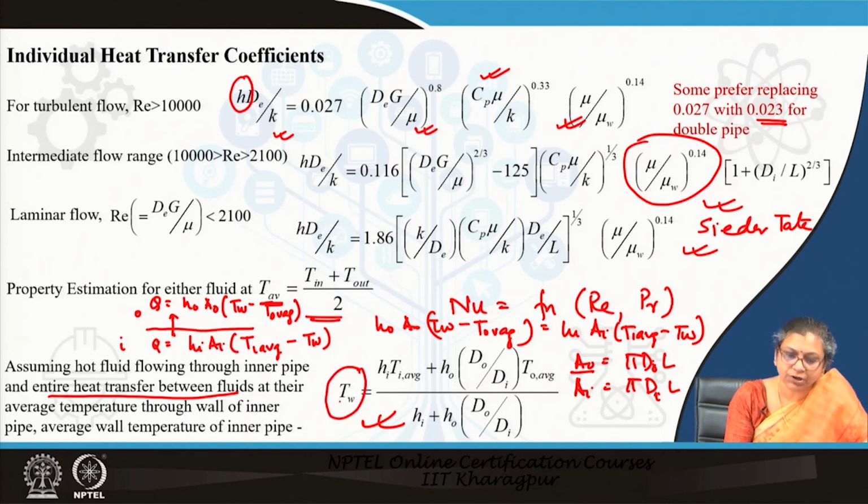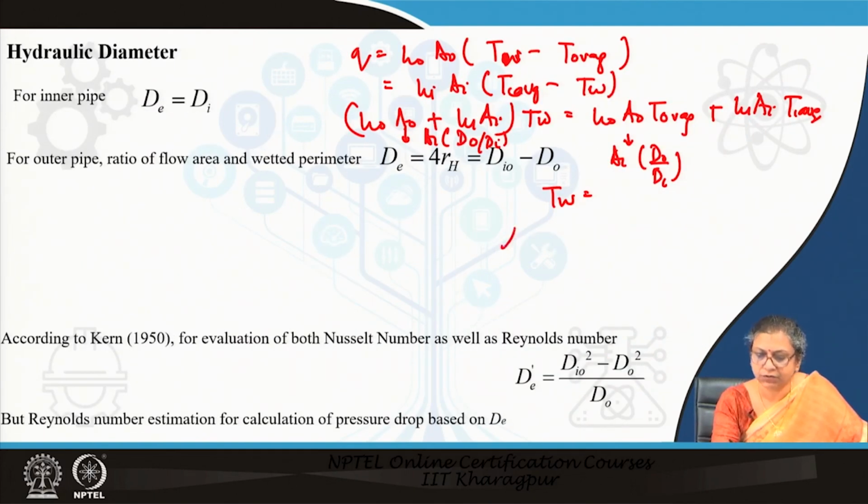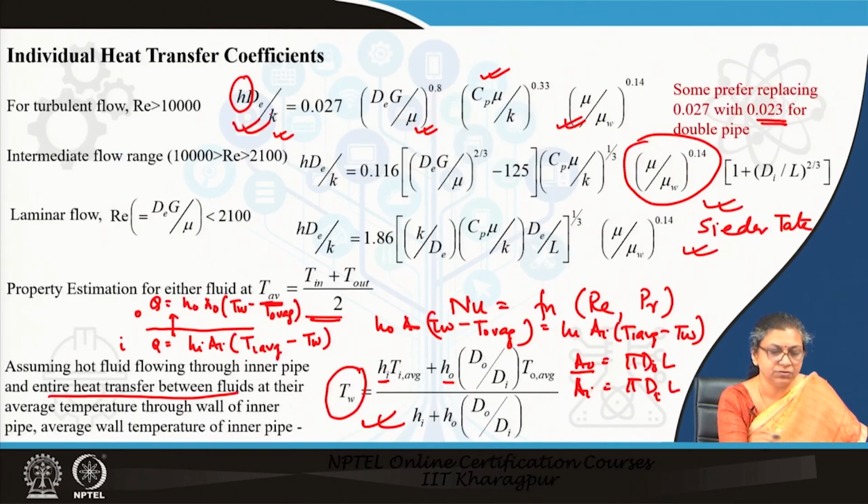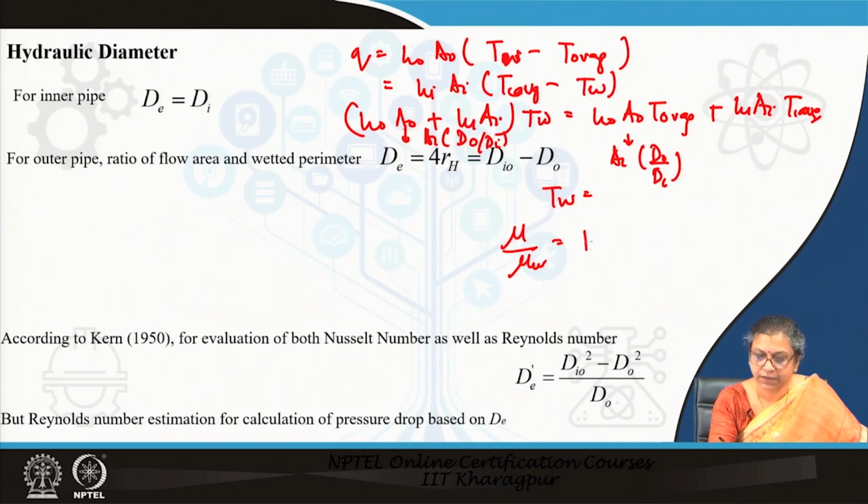So, therefore, what you are required to do, because this is an iterative process for finding out H, you need mu W, and for finding out mu W you need TW, for finding out TW you need to know HI and HO. So, what is the process that is used? To start with, you assume mu by mu W equals 1, right. So, initially we assume mu by mu W equals 1, and once you can assume this, you can find out this particular Nusselt number and you can find out H.